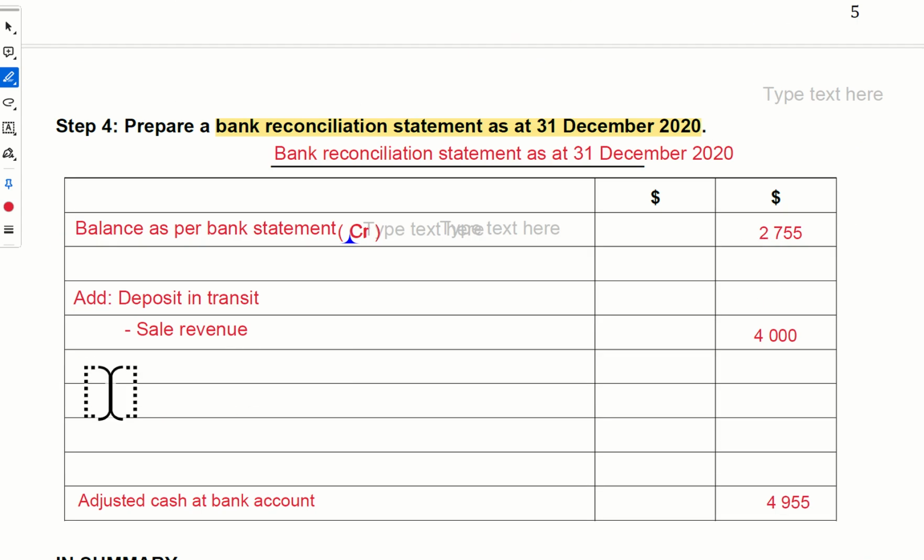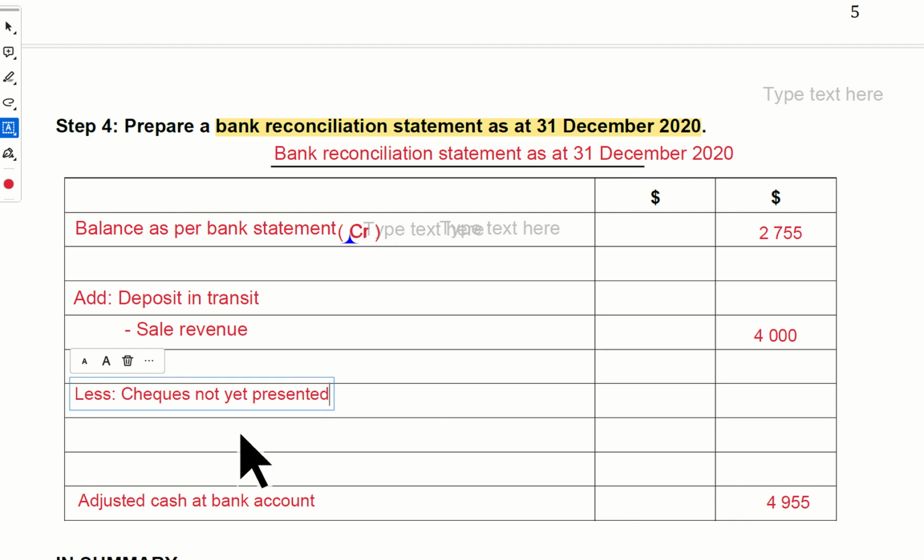So inside your bank reconciliation statement, you are going to write less. You can leave a line and then write less. Less what? The item is called checks not yet presented.